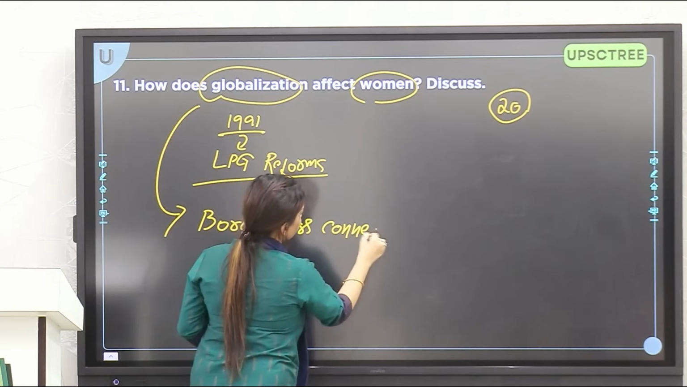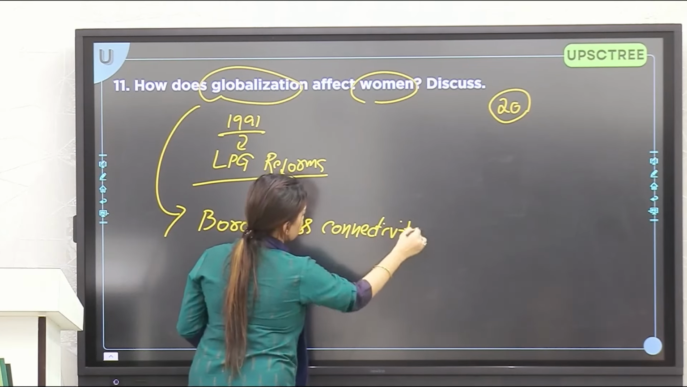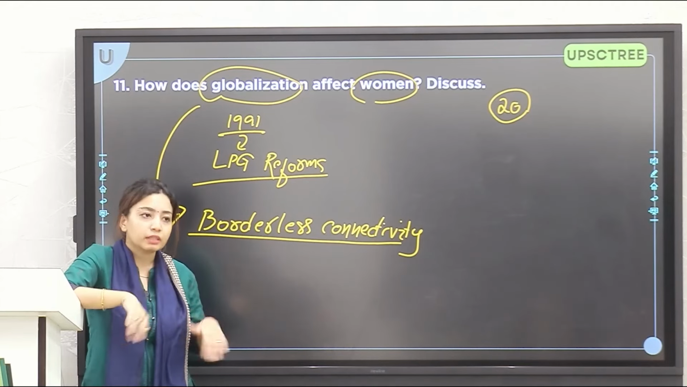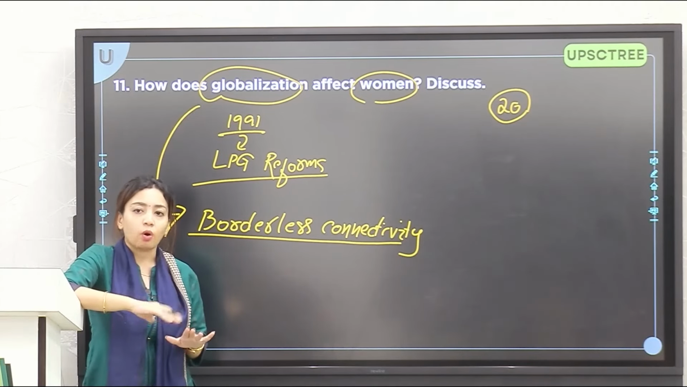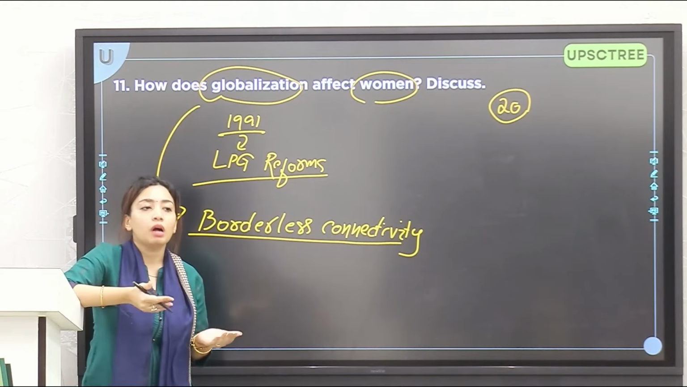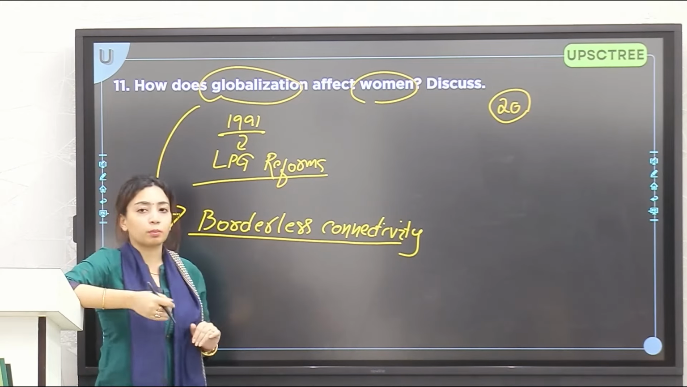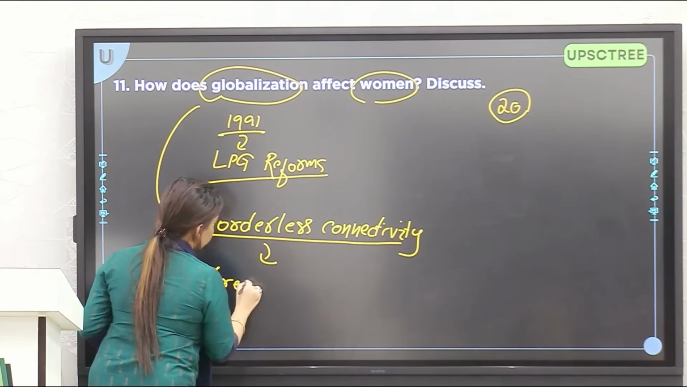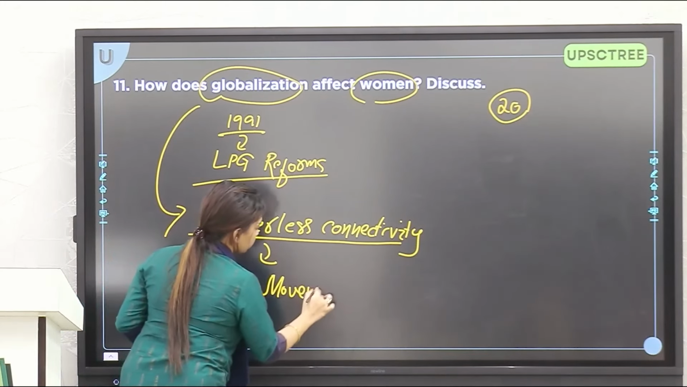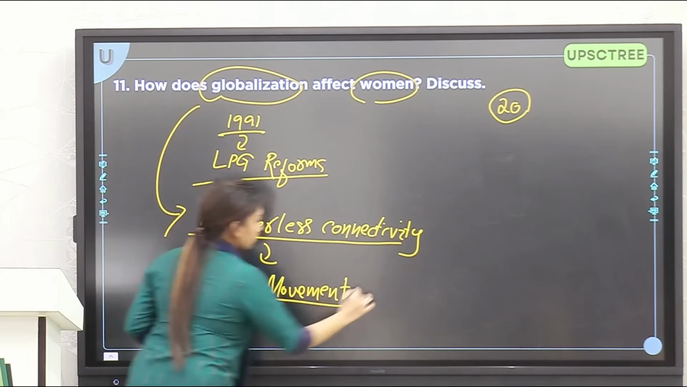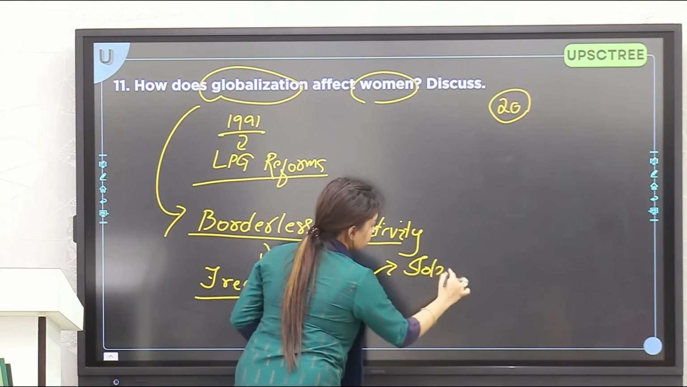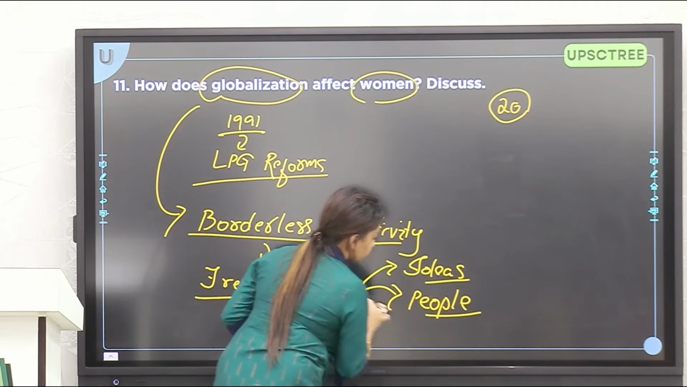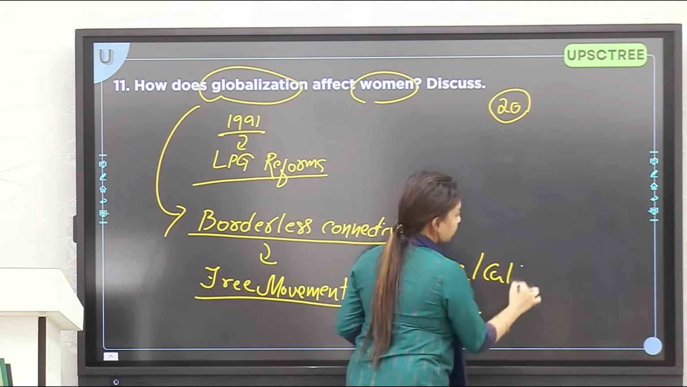Borderless connectivity. Okay. So before this time, India used to produce within its own territory, right? All the trades were closed down for the outside world. Through the process of globalization, there came a free movement of ideas, people, ideas means here culture. Okay.